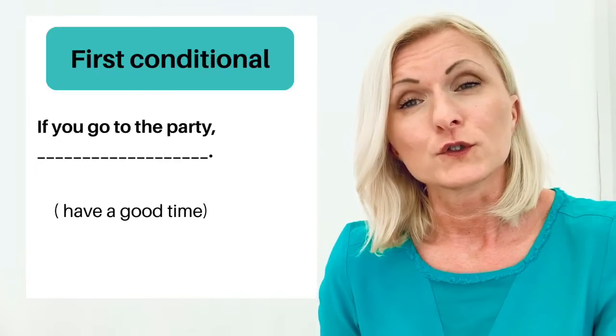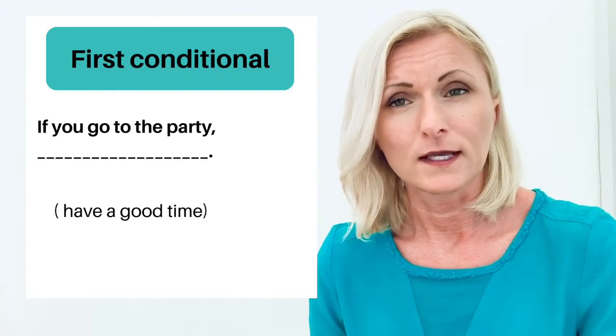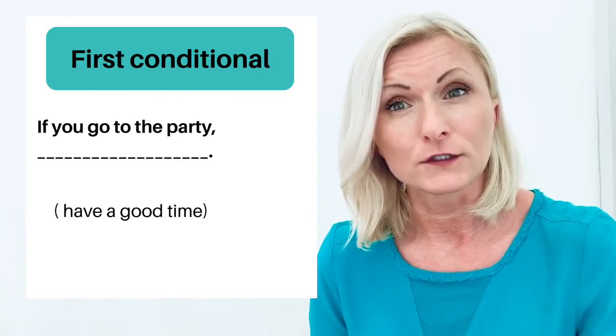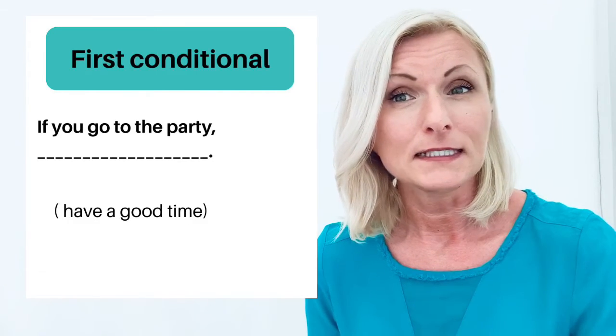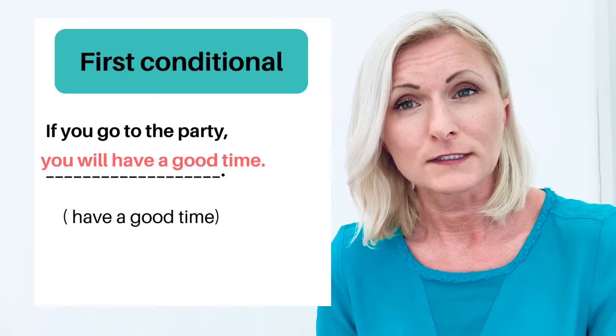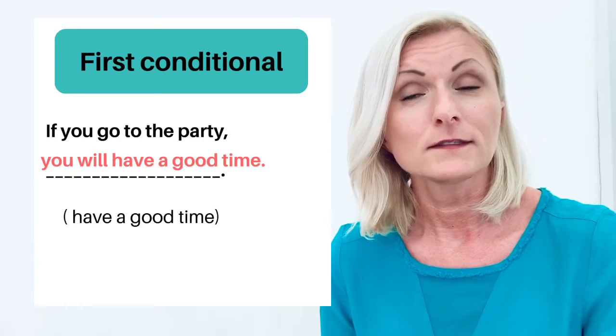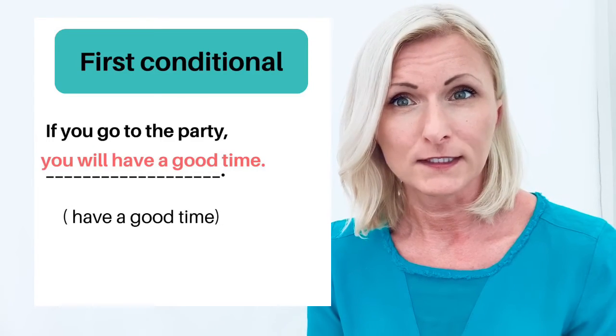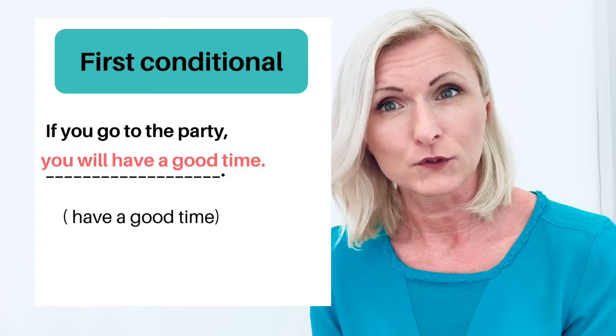Now let's have a look at some sentences and see if you can complete the first, the second, and the third conditionals. I've got, if you go to the party, and I want to use have a good time as the verb, and I would like to create a first conditional sentence here because I believe that this is very likely. So if you have said, if you go to the party, you will have a good time, well done. This is a classic first conditional sentence where we use the present simple in the if clause and will in the result clause.